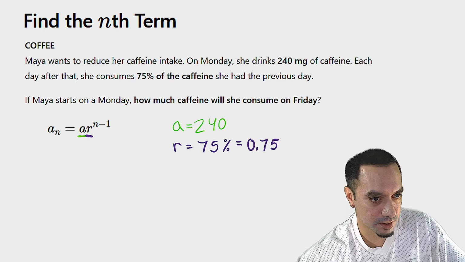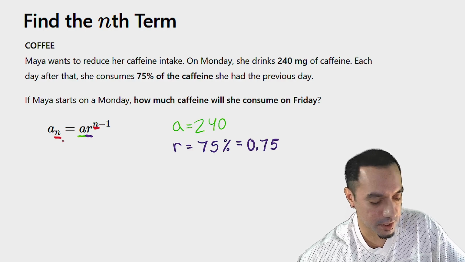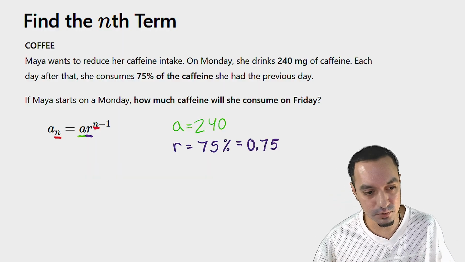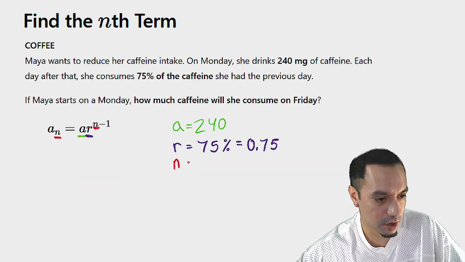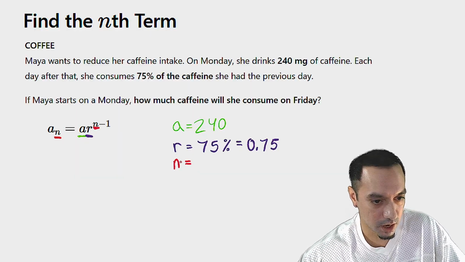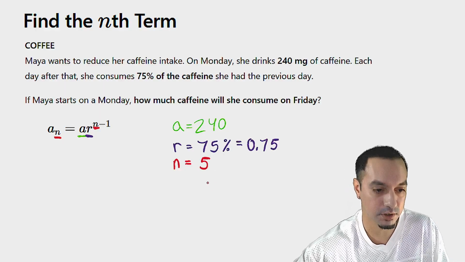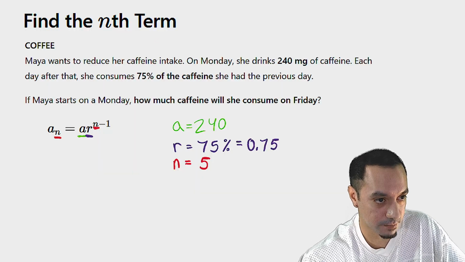And then the n is going to represent which value in this pattern, in the sequence, that we're looking for. So if we are starting off on Monday, to get to Friday, that's 5 days. So we're going to go ahead and use n equals 5. All right, so let's go ahead and set this up.